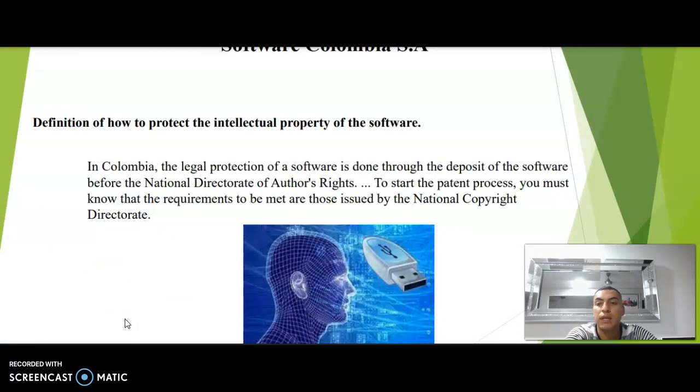In Colombia, the legal protection of software is done through the deposit of the software before the National Directorate of Copyright. To start the patent process, you must know the requirements to be met, filed by the National Copyright Directorate.